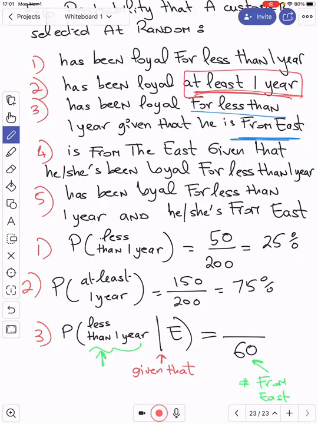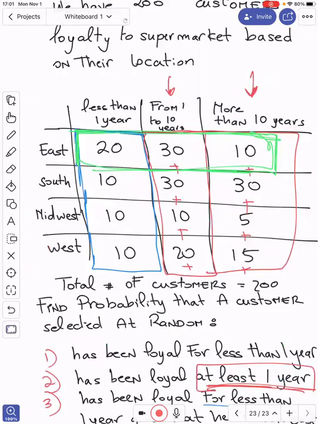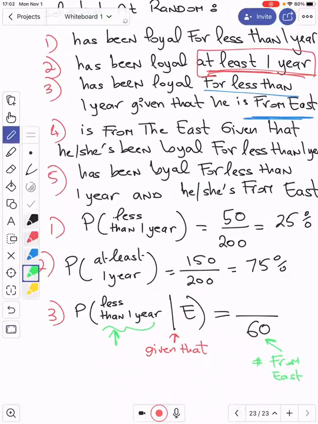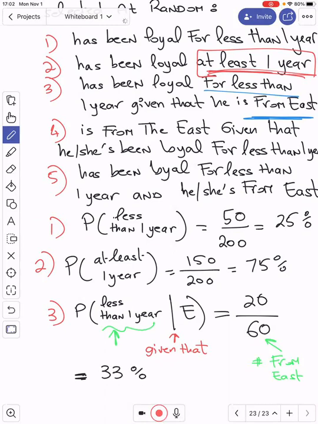So less than 1 year. Yes, less than 1 year, it's 20. Right? We have 20 because the customer is from the East, so we just focus on the customers from the East. And out of the 60, the first row, we have 20 customers from the East. So that's 20. So it's 20 over 60. 20 over 60, that's 1/3, and that's 0.33, which is 33%. 33 or 34%. Okay.